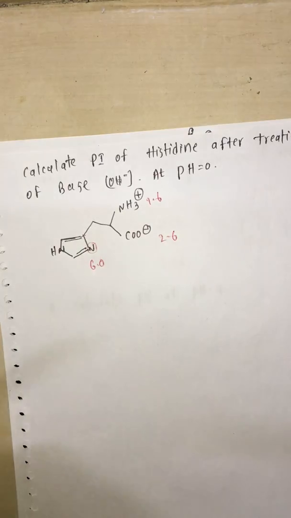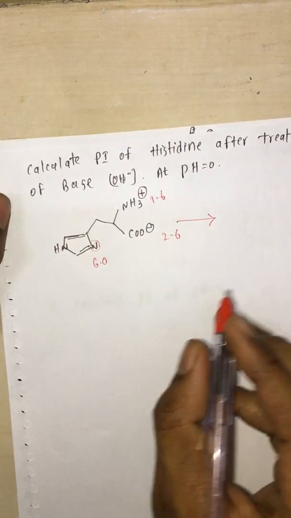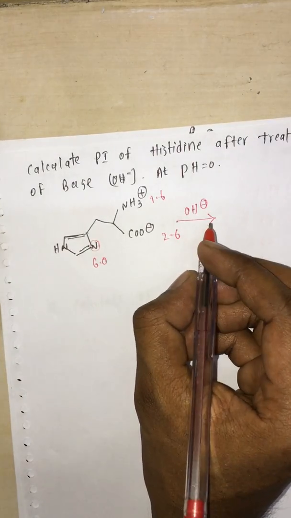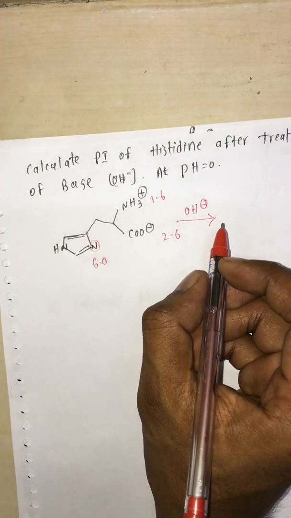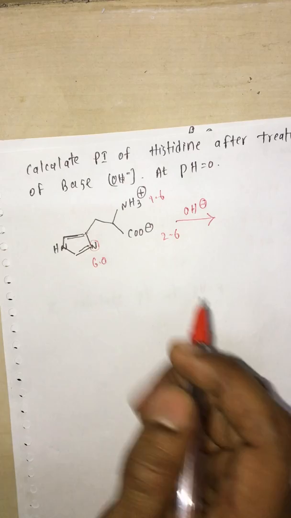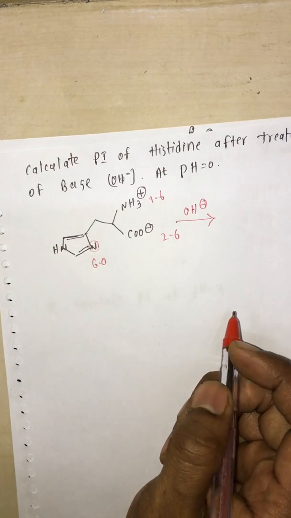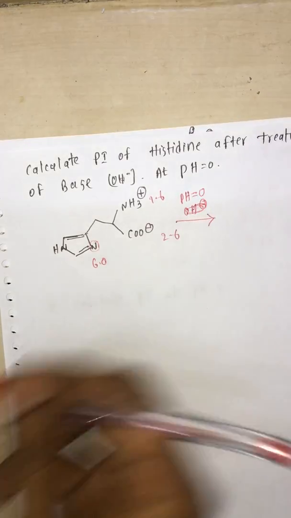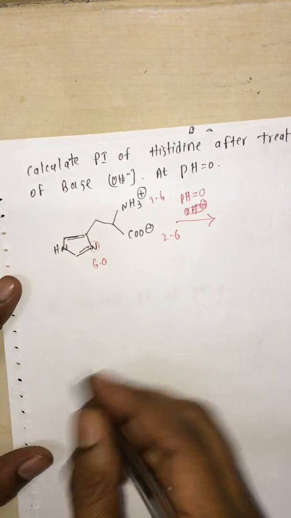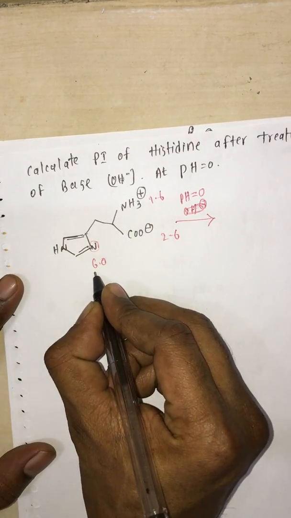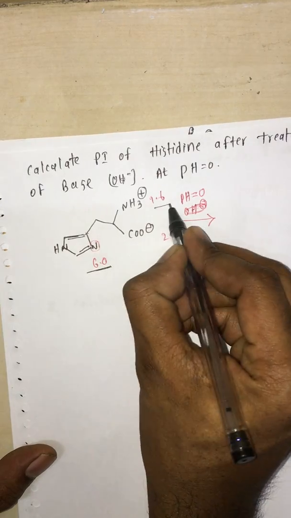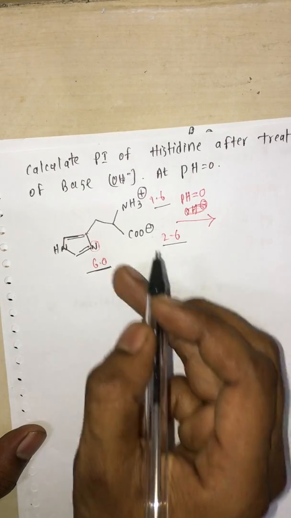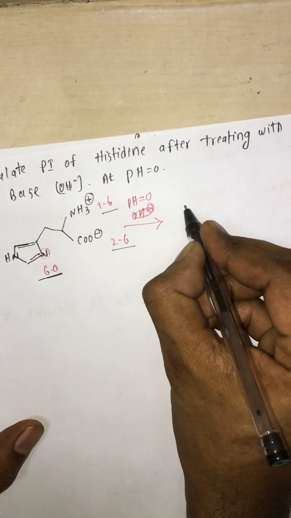So now we are treating this one with 3 moles of OH-. Each OH- will abstract a proton from these 3 groups. First we have to see at pH 0 how it will exist. At pH 0, in all the cases, here pKa is 6, here pKa 9.6, and pKa 2.6. In all the cases pKa is greater than pH, that means all will get protonated. So now it exists like this.